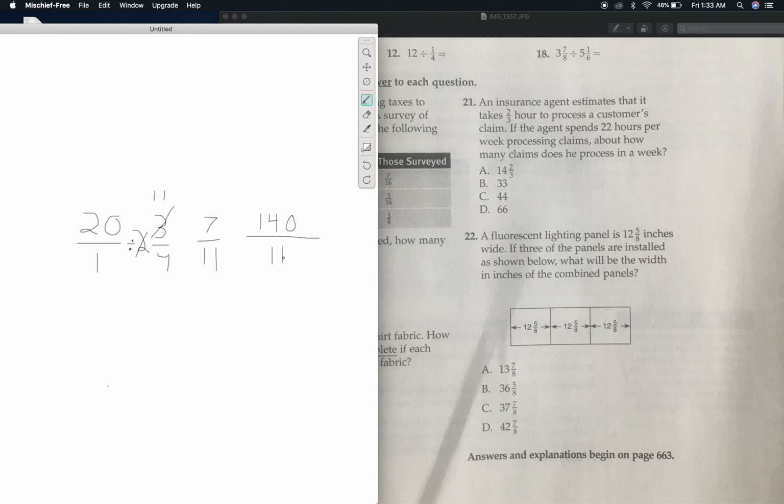Now we have to divide this. 11 goes into 140. Well, 140 divided by 11, it goes in there 12 times. Let's see, 12 times 11 is 132. So 140 minus 132 is 8.